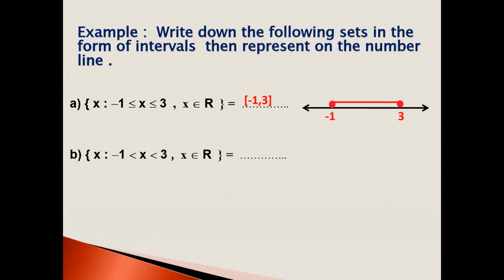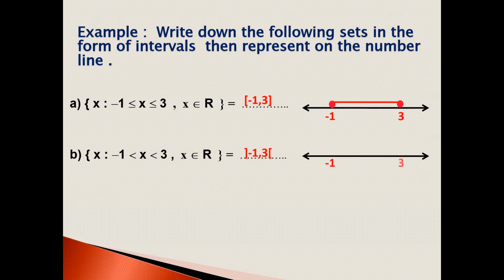Next example, x such that x belongs to R, x more than -1 and less than 3. I don't have or equal here, so it will be an open interval. And I arrange it from small to big. Here, -1 is less than 3, so I'll write -1 and 3. And I'll open the interval because -1 is not included and 3 is not included. Okay, so I write it here, open -1 and open 3. I write it on the number line.